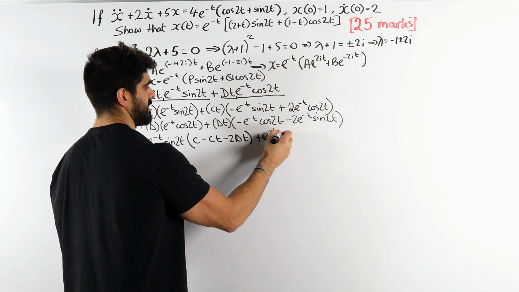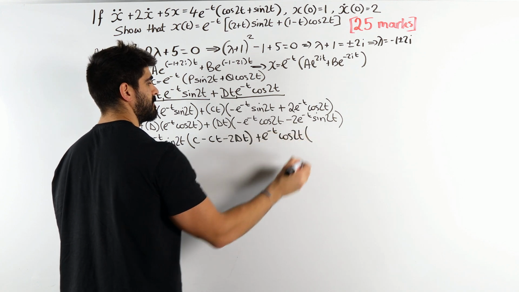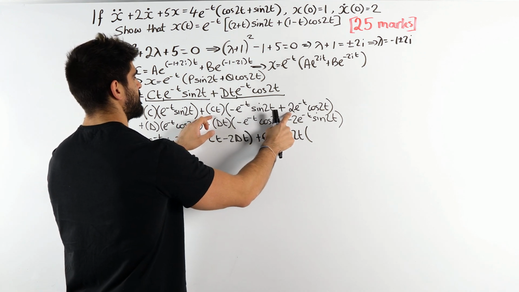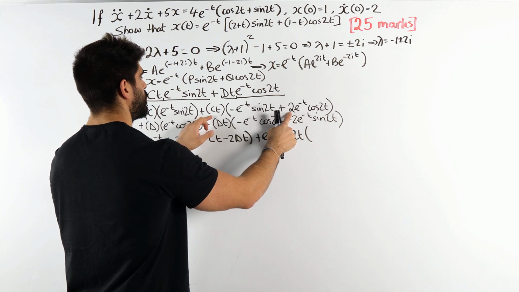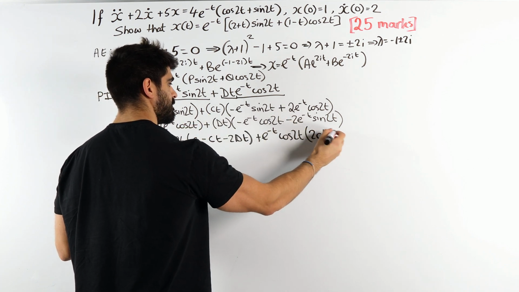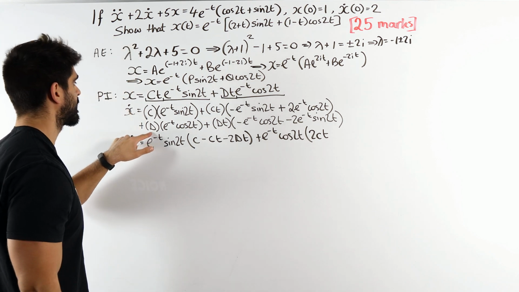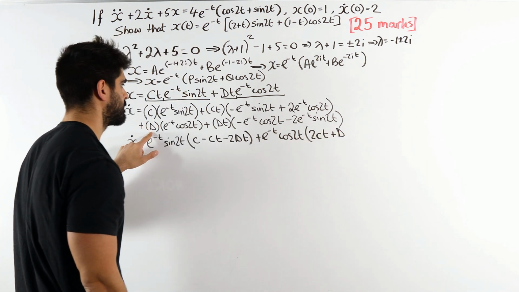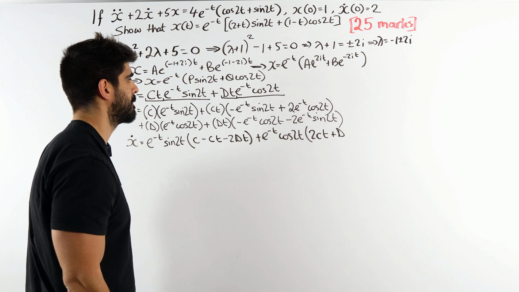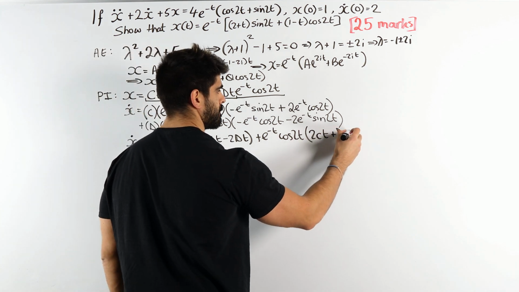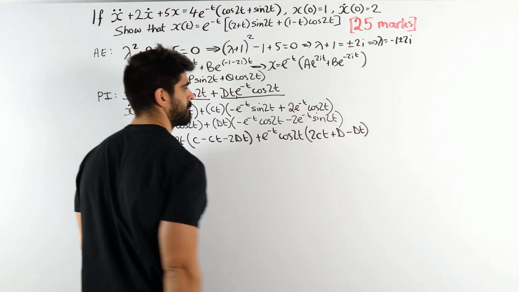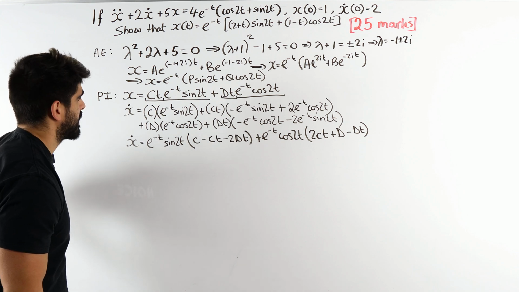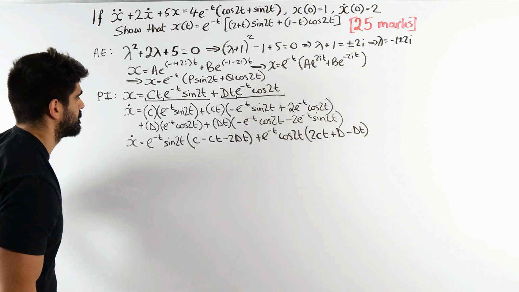Plus e to the minus t cos 2t, we're going to do the exact same thing. So reading along, we have this times this, that's 2ct plus d minus dt. Okay, if you wanted to, you could have factorized the t out, but I'm just not going to do that. All right, let's differentiate that again.